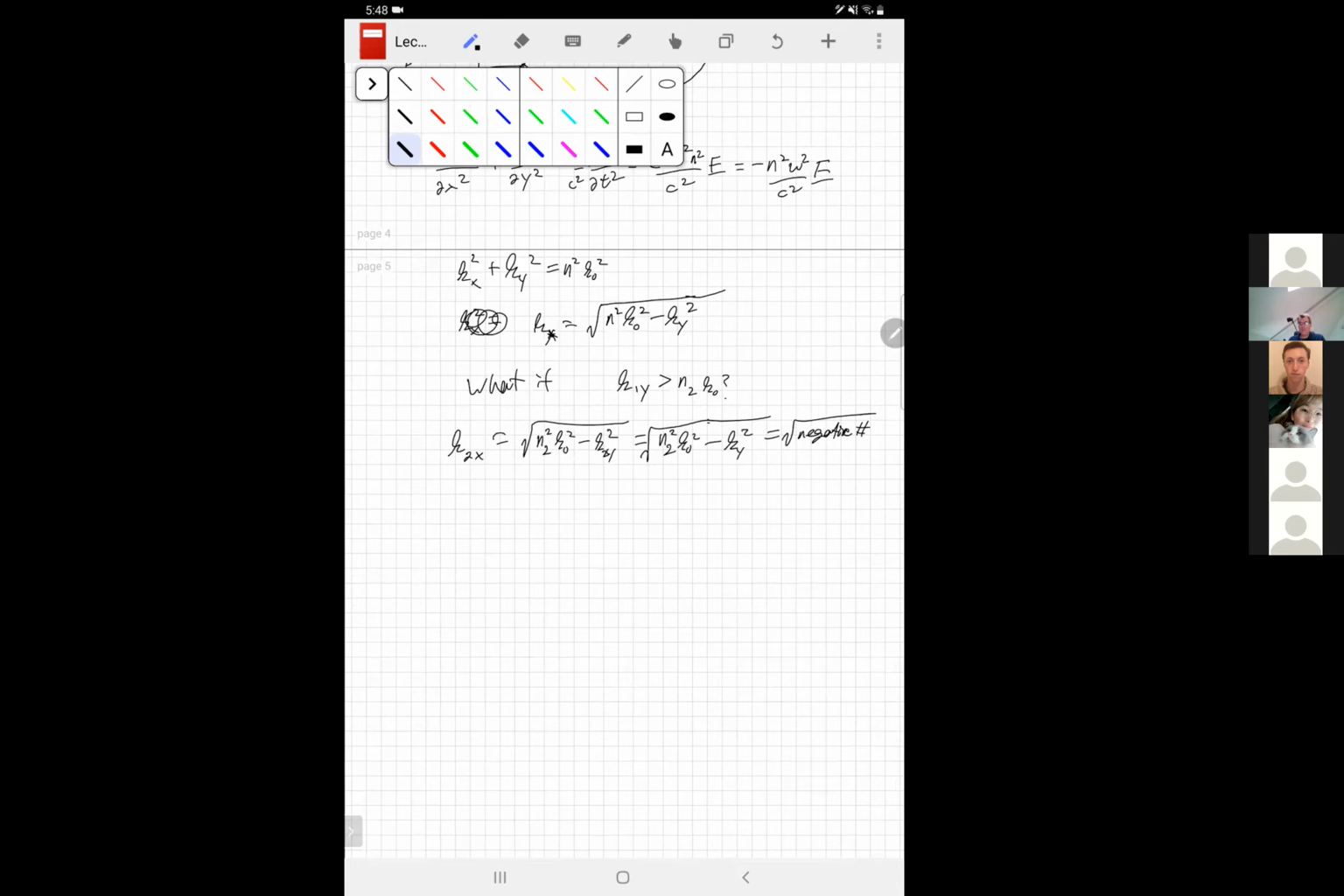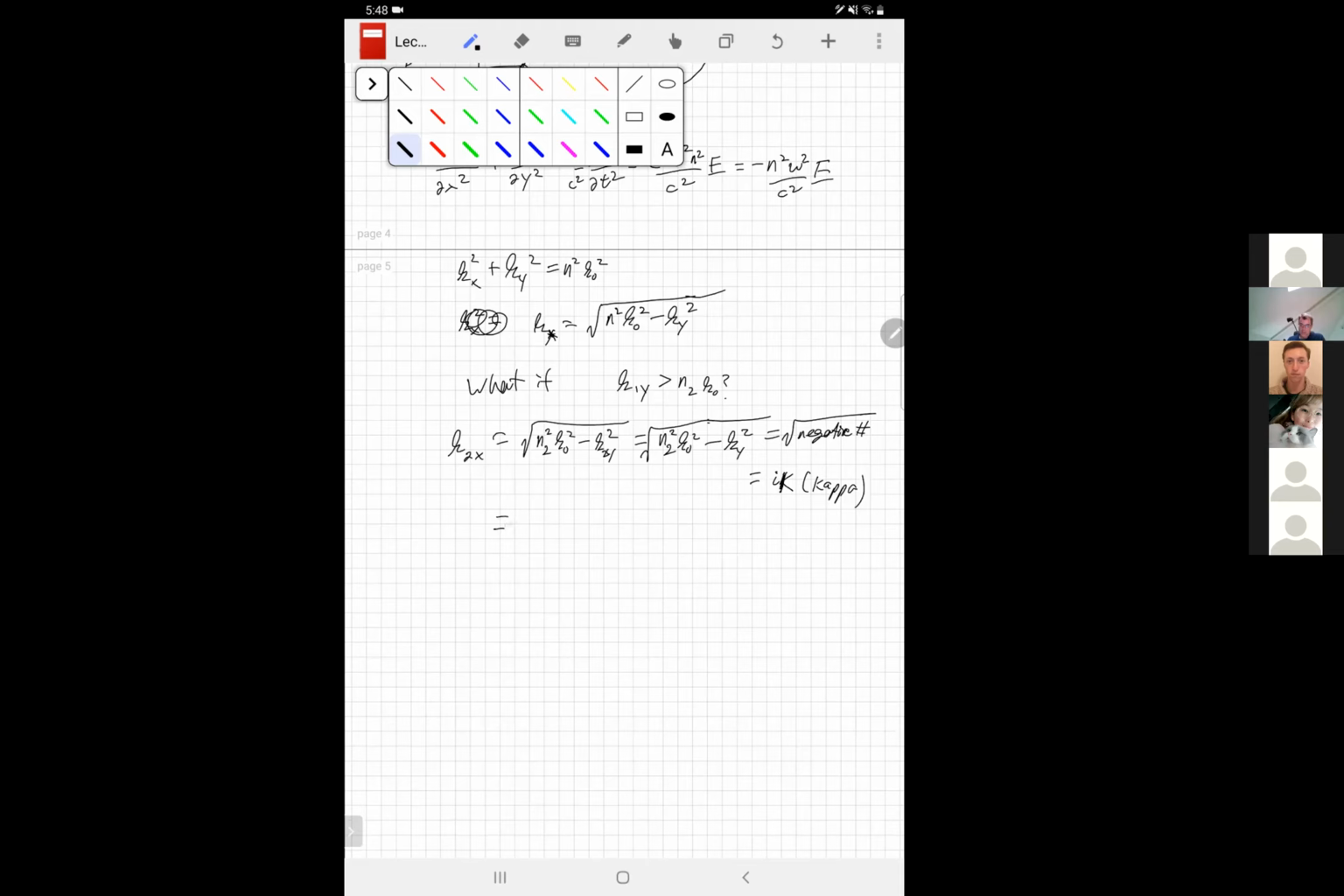Somebody must have a question. If nothing else, a question like, what on earth does this mean? K2x is negative. So, sorry, K2x is imaginary, so I'm going to write this as i times, it is conventional to call it kappa. That's just what every book uses, i kappa, because the square root of a negative number is imaginary.